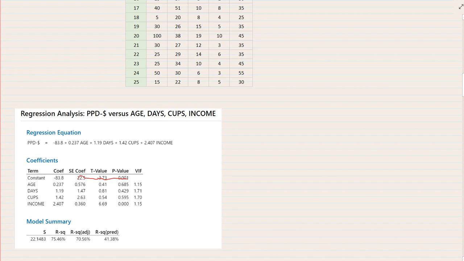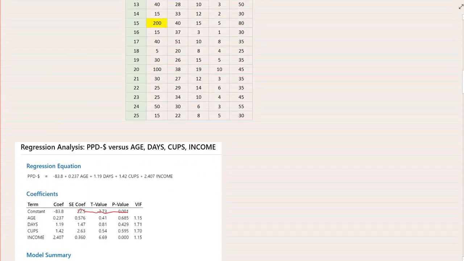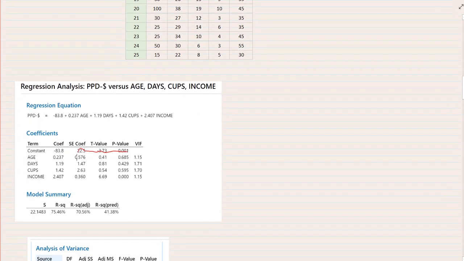Let's take a look at, for example, cups. Remember, cups is how many cups of coffee that individual drinks per day. The coefficient of cups is 1.42. The standard error of that is 2.63, that means give or take 2.63 cups. And then here we're actually testing a hypothesis. That's one thing that's important here. We really do pay attention to these p-values. Each of these p-values tests a very specific hypothesis.